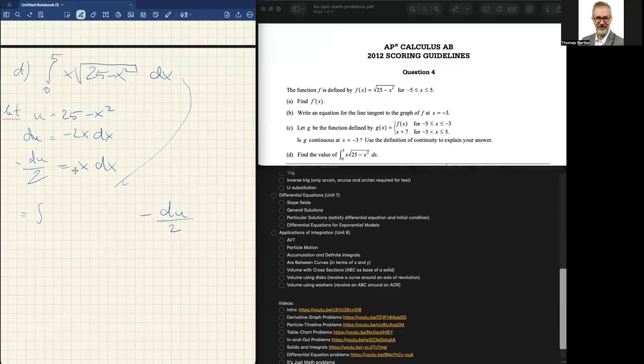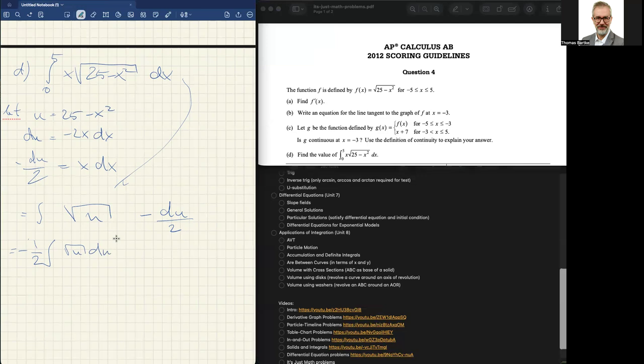That replaces x dx. And here in the middle, I still have square root of u left over. So I'm going to fix this up by pulling -1/2 out to the front. So this is equal to -1/2 integral root u du. All right.